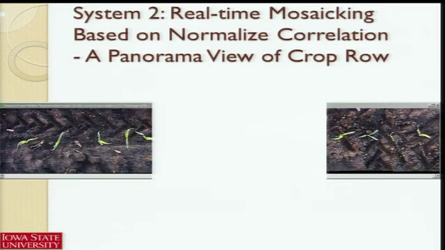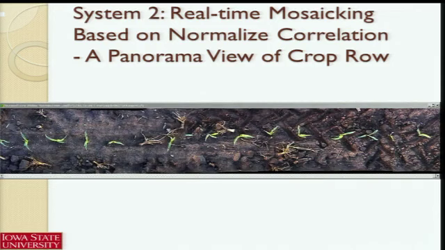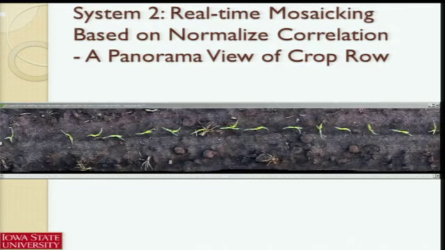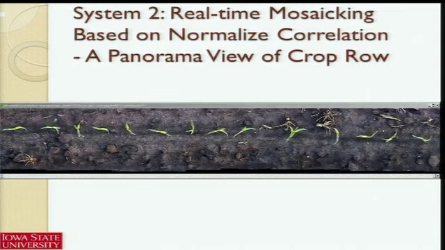So once we obtain the two-dimensional color images, to recover the spatial information of the crop in a crop row, the first thing we did is called real-time mosaicing. It's basically to reconstruct the crop row picture as one really stretched single image by using a real-time mosaicing technique. So you could have a picture like this that would represent maybe 1 mile of crop row.